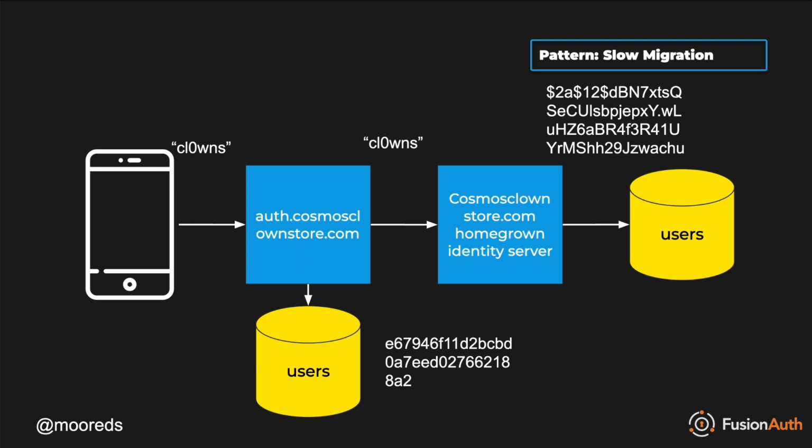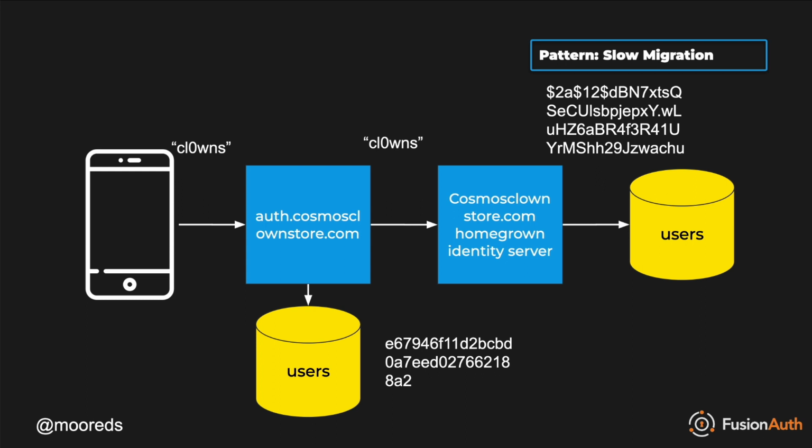Then the homegrown identity server needs to be able to take the value of the user information and the password and determine whether that user has correctly logged in or not. The way it's going to do that is it's going to hash that string and compare the hash that it generates with what's in the user's data store. Then the homegrown identity server is going to pass back a thumbs up or thumbs down.